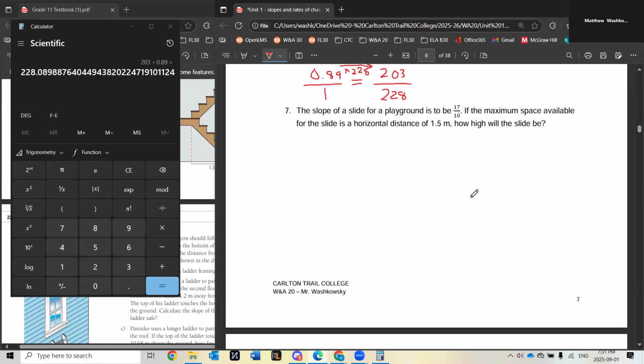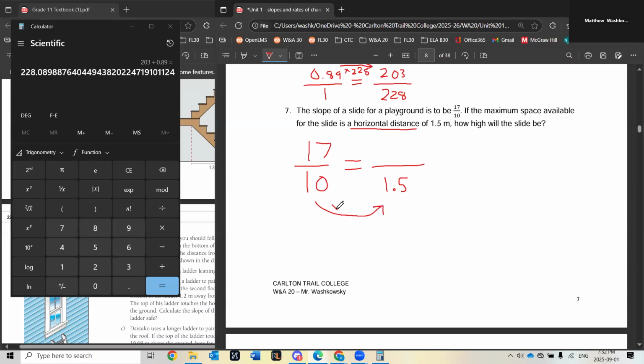And then finally, question 7. The slope of the playground is to be 17 over 10. If the maximum space available for a slide is a horizontal distance of 1.5, how high will the slide be? Well, I have a slope, 17 over 10. And there's a horizontal distance, that's run, of 1.5. How high is the slide going to be?